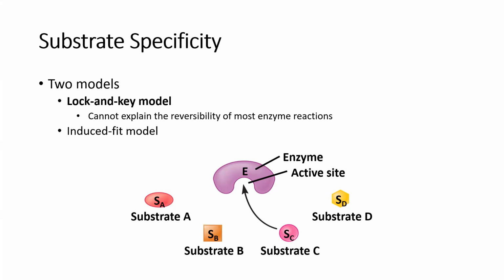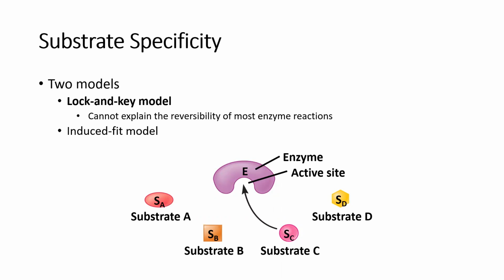Now, the way that we describe the specificity is not all that clear. So there are two ideas, two schools of thought, two theories or models, if you will, about how that specificity is brought about. The first model is the lock and key model, okay? This model indicates that we have a substrate here on the left, substrate A, substrate B, substrate C, and substrate D. What this model suggests is that substrate C has a specific shape, and so only substrate C can physically bind to this enzyme. Only substrate C will be able to fit in the active site to activate or turn on this enzyme.